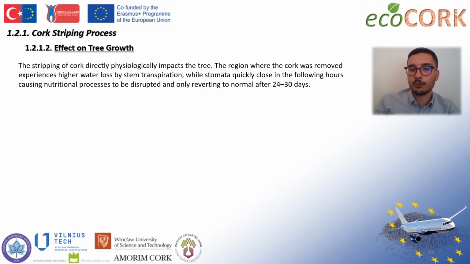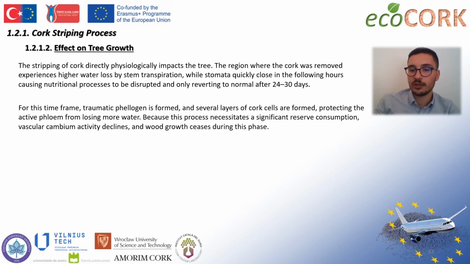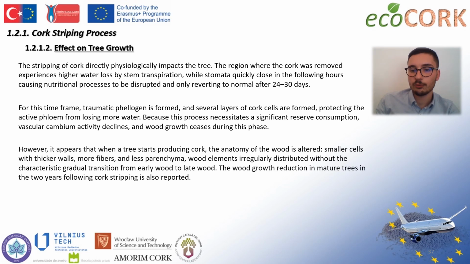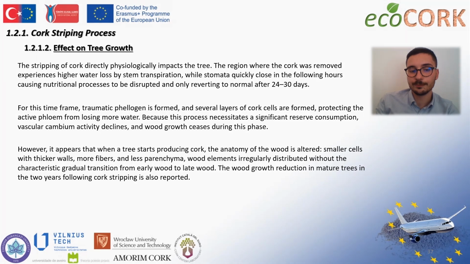The area where the cork was removed loses more water through stem transpiration. This throws off the plant's nutritional processes, which don't go back to normal for 30 days. During this time, traumatic phellogen and several layers of cork cells form to protect the active phloem from losing more water. But it seems that when a tree starts making cork, the wood changes. The cells are smaller and have thicker walls. There are more fibers, and the wood elements are spread out in a different way than they are when the tree is making early wood.